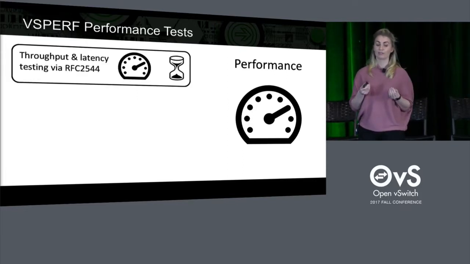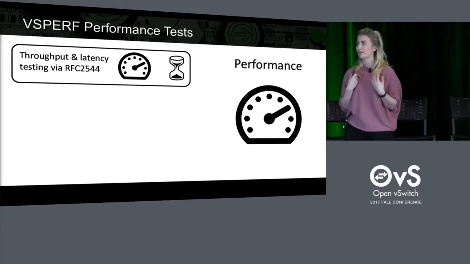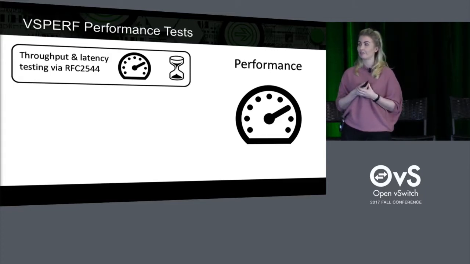The most useful performance test, in my opinion, that VSPERF offers is the RFC 2544 throughput and latency test. It was touched on yesterday as well. Most people are familiar with it. It's also known as the 0% packet loss test. And this test will tell you the rate at which the switch can forward packets without any drops, and the associated maximum and average latency values at that rate. And it's generally a good baseline indicator for vSwitch performance.